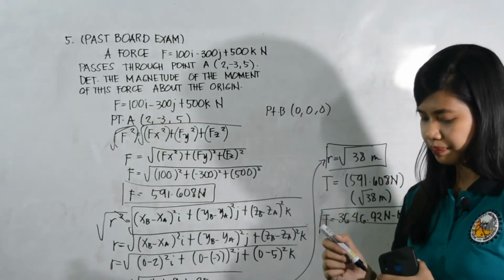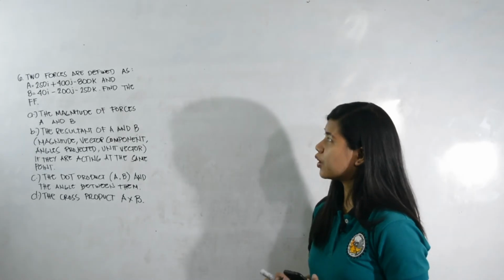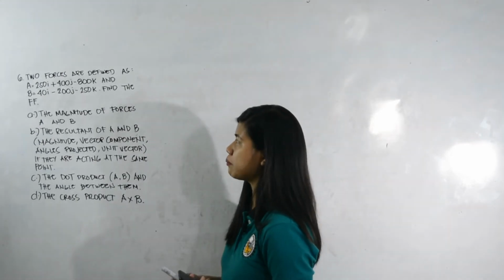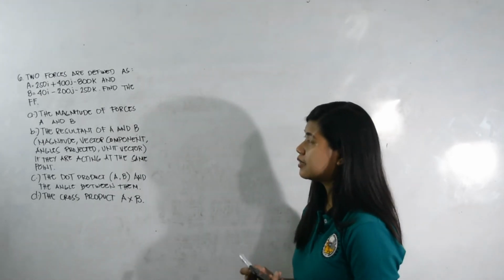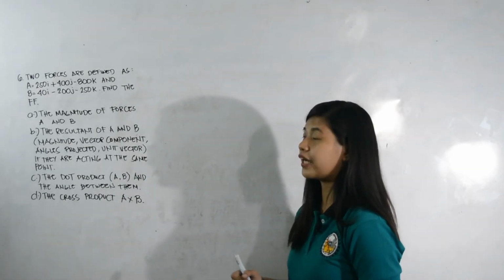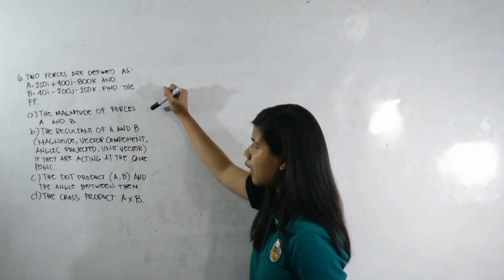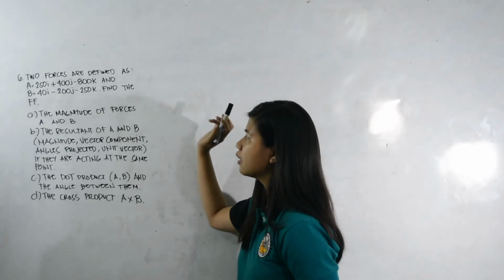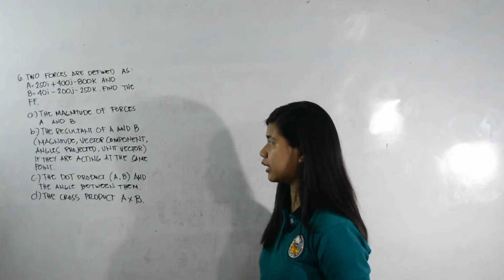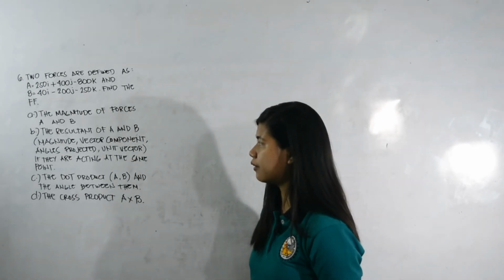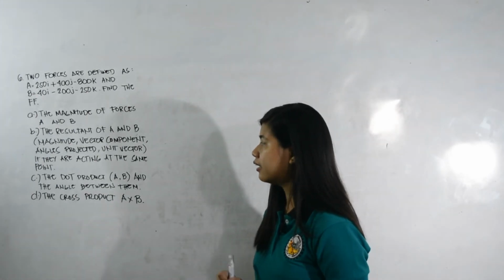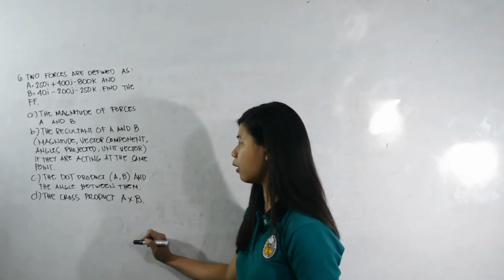And that's all. Another example: two forces are defined as A equals 250I plus 400J minus 800K, and B equals 40I minus 200J minus 250K. Find the following. For letter A, find the magnitude of forces A and B. For letter B, the resultant of A and B, which is the magnitude, vector component, angles, projected, unit vector, if they are acting at the same point. And for C, the dot product of A and B and the angle between them. And last, the cross product of A and B.